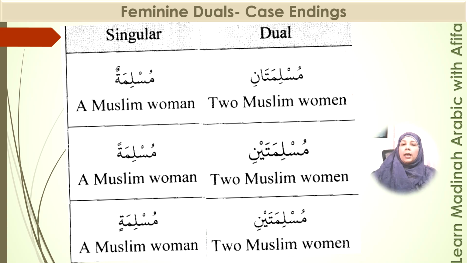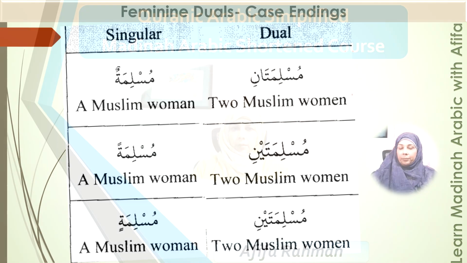Okay, and again, the mansoob and the majroor case are the same with the ya as the sign, right? It is muslimataini, muslimataini. Okay, again notice the fatha on the ta, and that denotes the sound of the dual. So muslimataini, that means two Muslim women in the case of mansoob and majroor.